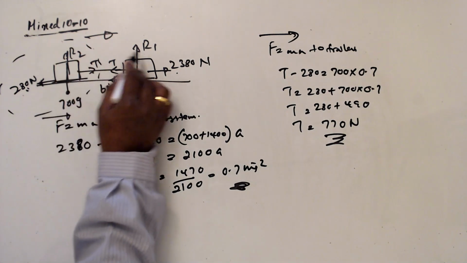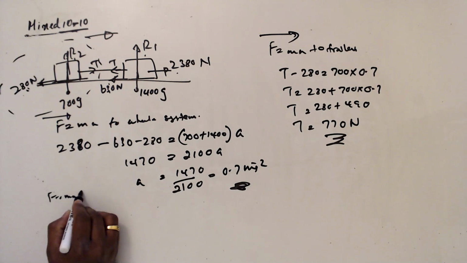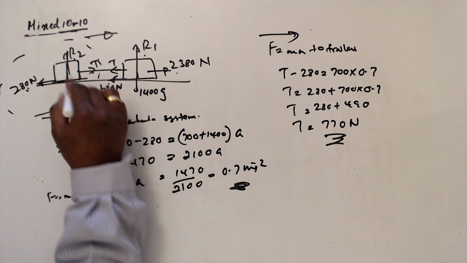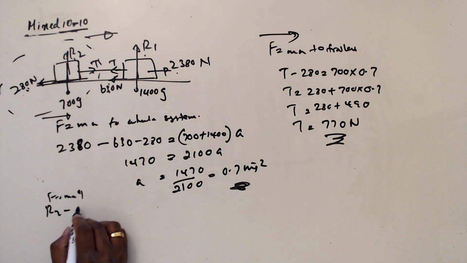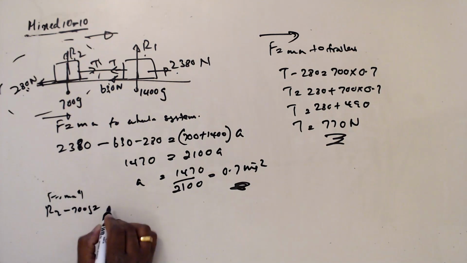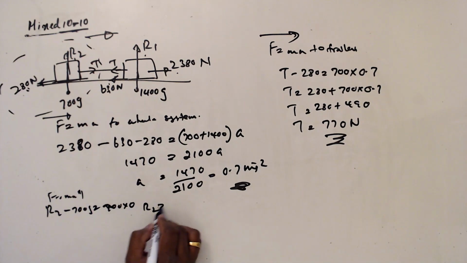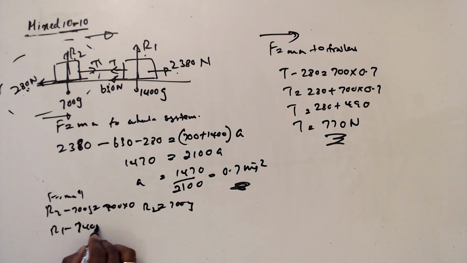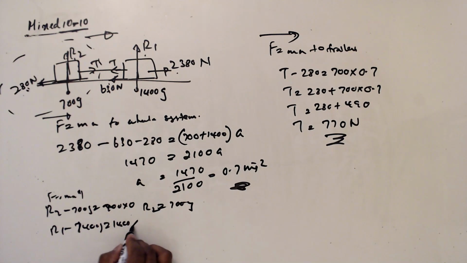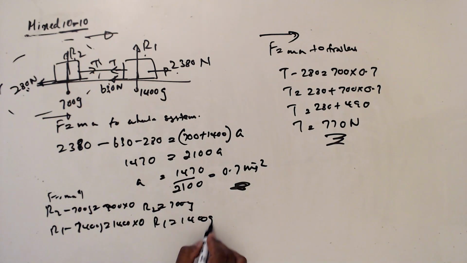If we need to find R1 and R2, when we put F equals ma for both, we will get, for this one, R2 minus 700 G equals 700 times 0, so R2 equals 700 G. For the other particle, R1 minus 1400 G equals 1400 times 0, it is not moving, so R1 equals 1400 G.